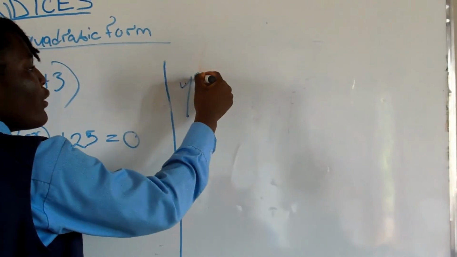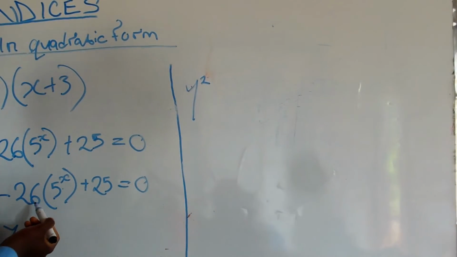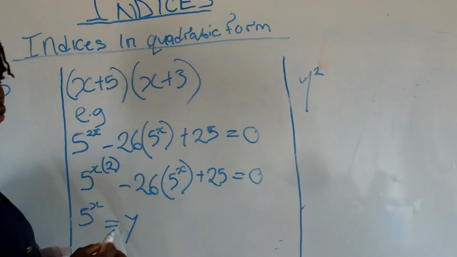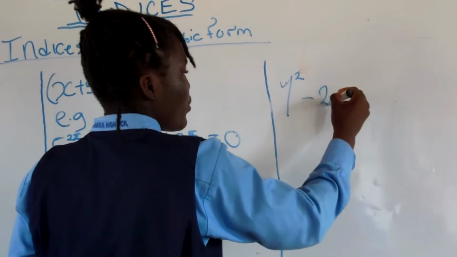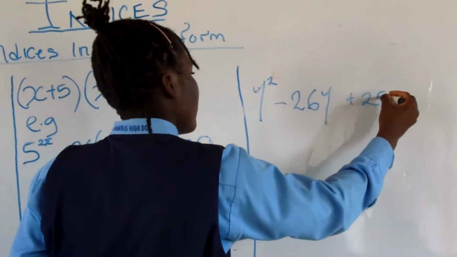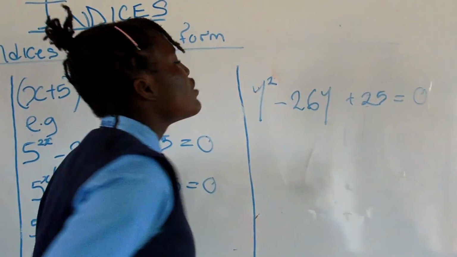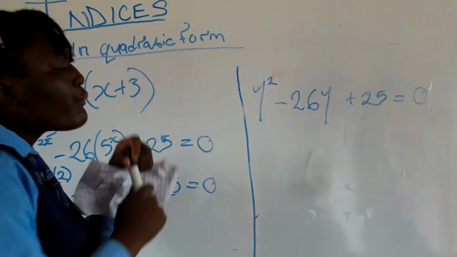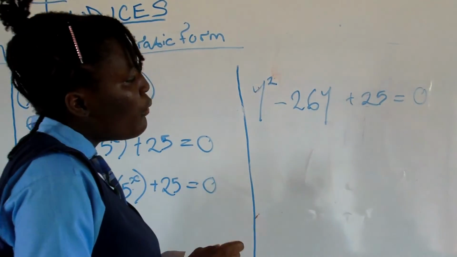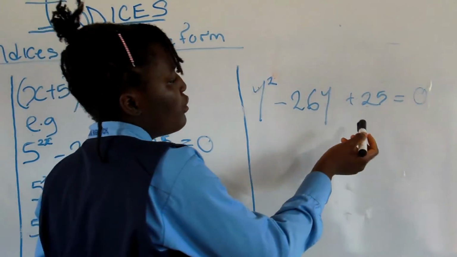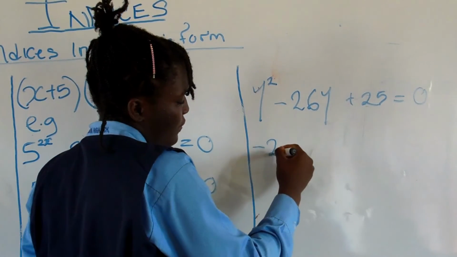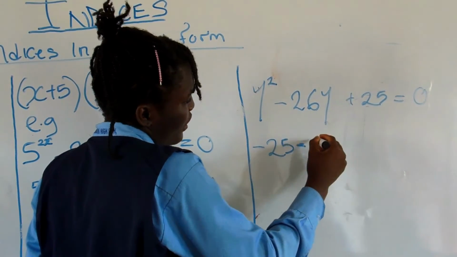We say y raised to the power of 2. Now we are seeing minus 26 times, since this 5 raised to the power of x is y, minus 26 times y, which will give you minus 26y plus 25 equals 0. So now we're going to look for two numbers that, when you add them together, give you minus 26, and when you multiply them together, give you 25. So those two numbers are minus 25 and minus 1.